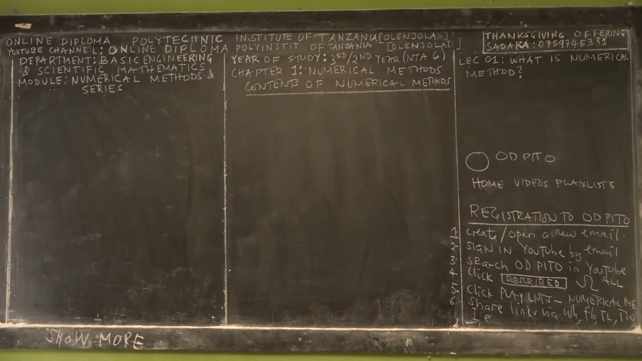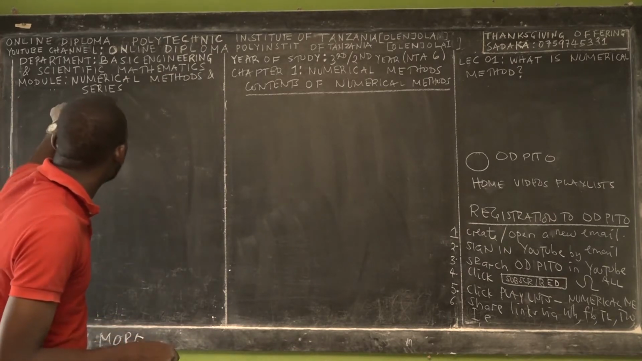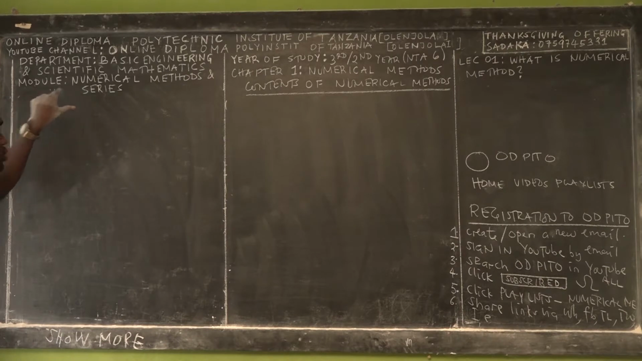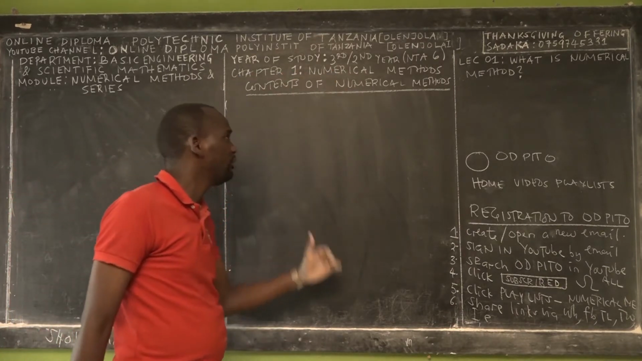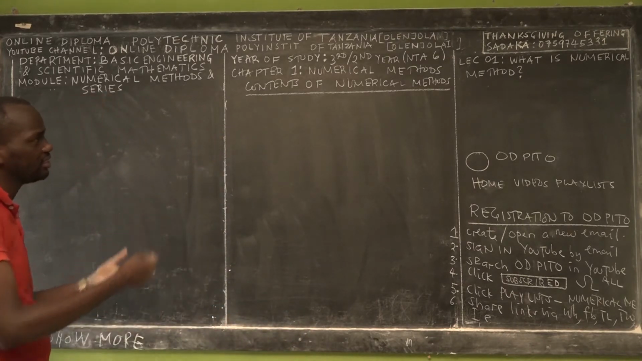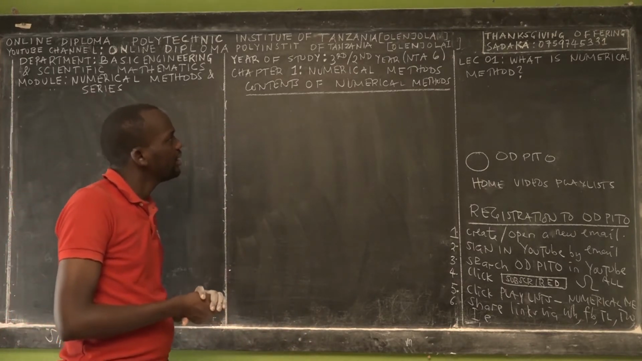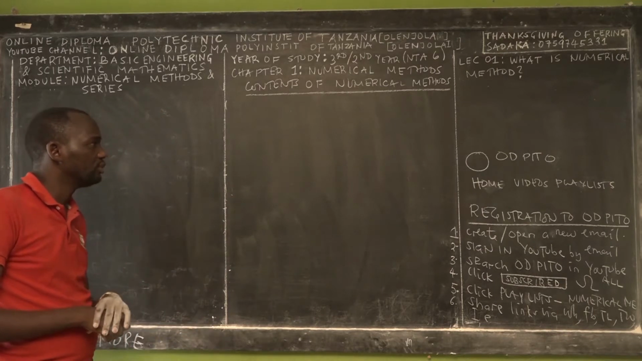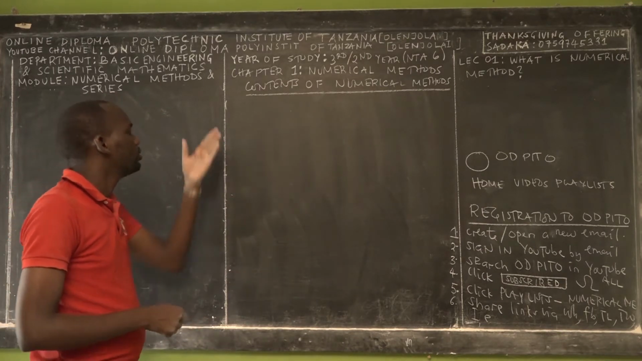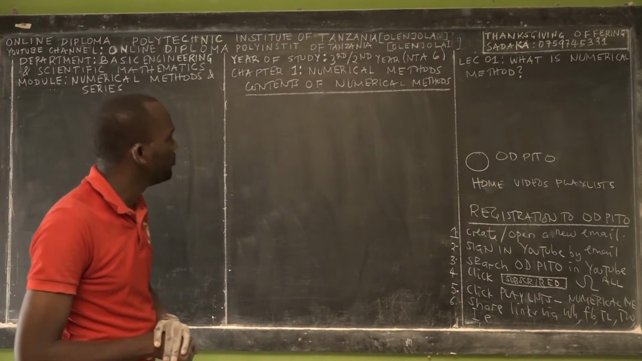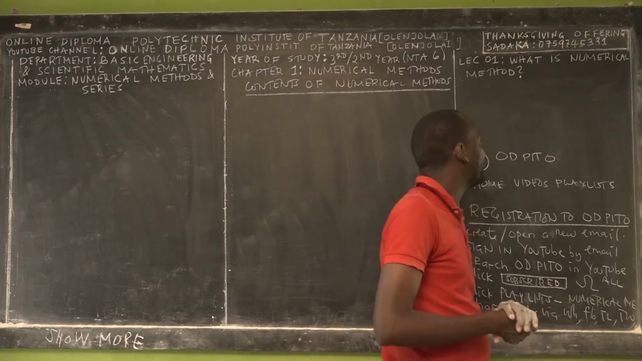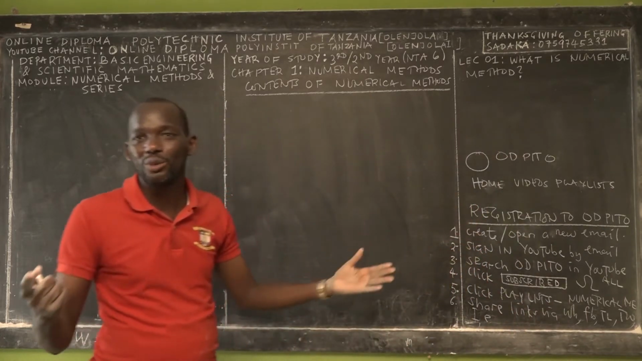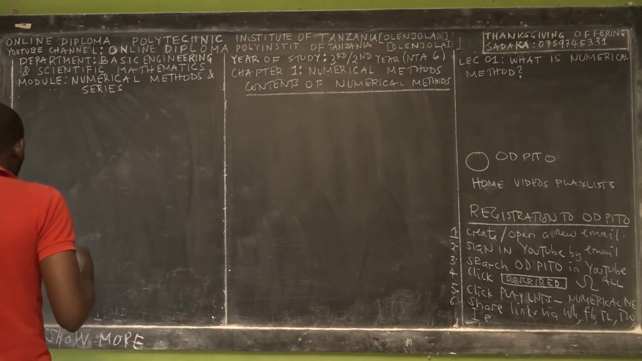So we are in the department of basic engineering and scientific mathematics, and the name of the course is Numerical Methods and Series. In a few institutions you can find they cover these contents in the second year, but this is for NTA level 6 according to the syllabus and curriculum of NACTE. So this is chapter 1. We are teaching about numerical methods, and we'll be focusing today on the contents of numerical methods. We are in lecture 1: what is numerical method? That's the question that we want to answer.